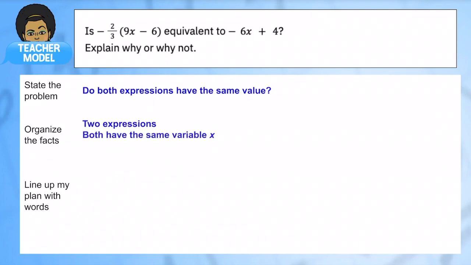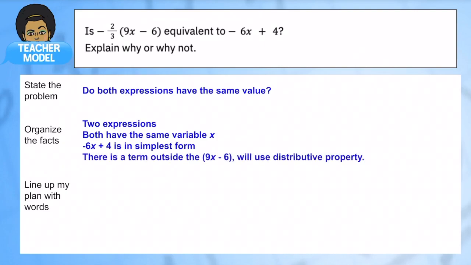Clearly, we have two different expressions. We can see they both have the same variable x. So that's good. If there was a y in one and an x in another, they would not be equivalent because they would have different values there. And we do also know that one expression, negative 6x plus 4, is already in simplest form. That, my friends, is going to be our strategy. We're going to simplify expressions to their simplest form to make them look the same, just reorganize them.